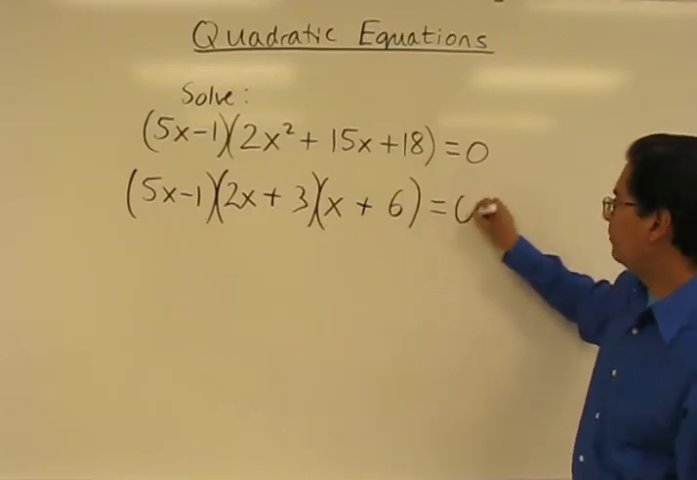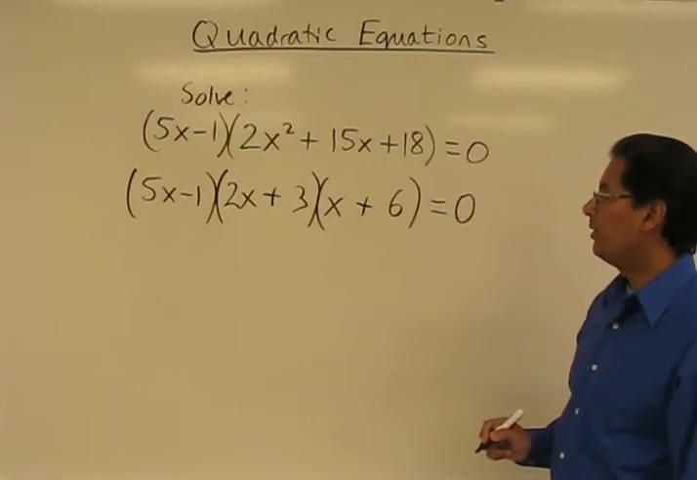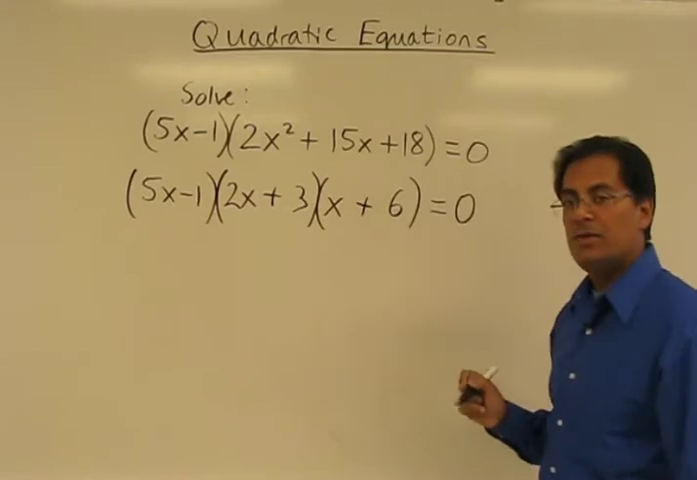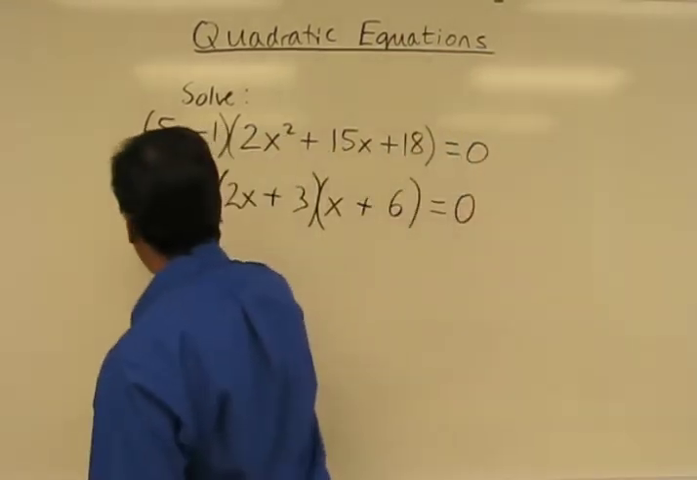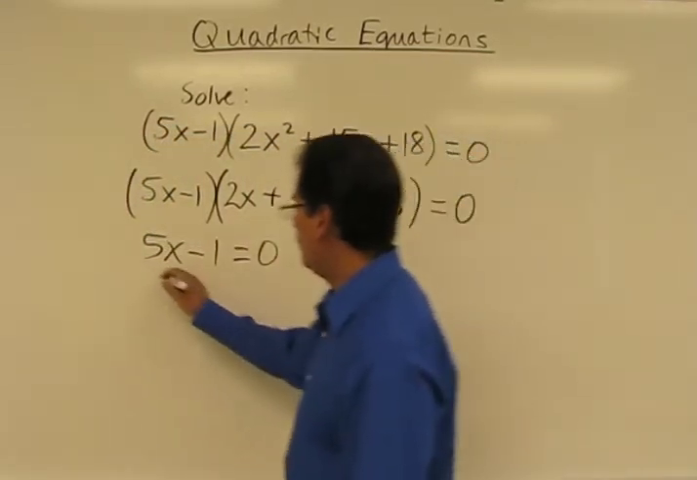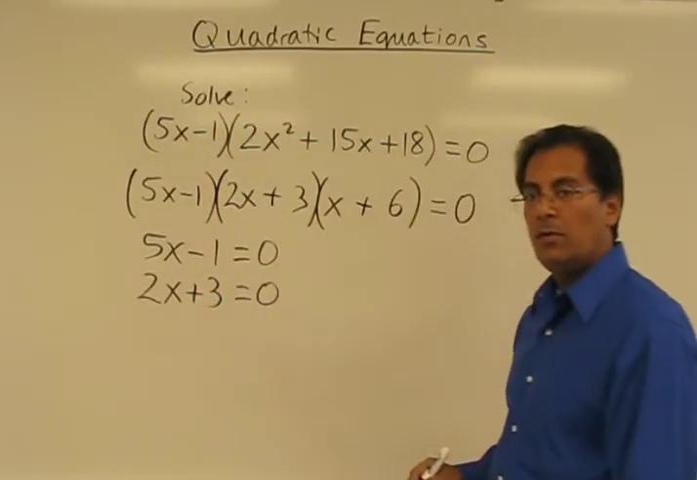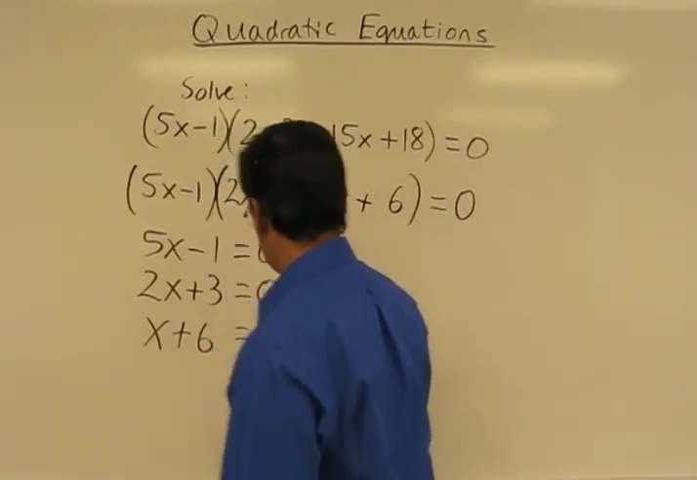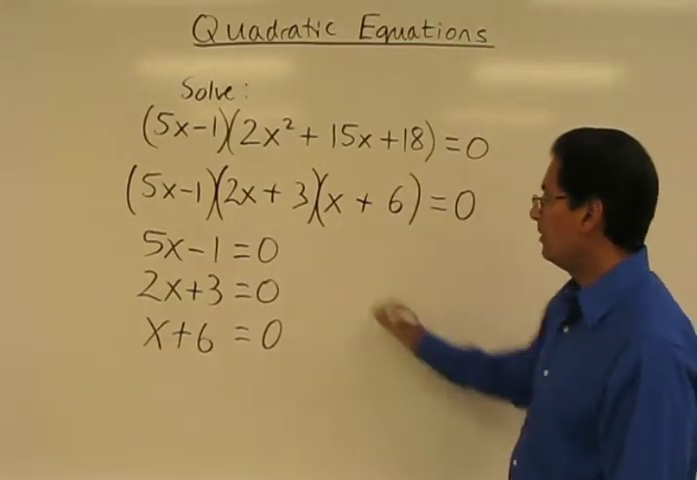And these three factors, when multiplied together, give me 0. So we actually can now break this apart into 3 equations, because if we have 3 things that when multiplied give me 0, either one of these things can be 0. So in other words, 5x minus 1 can be 0, or 2x plus 3 can be 0, or x plus 6 can equal 0. And so we have 3 linear equations. We solve each of these.